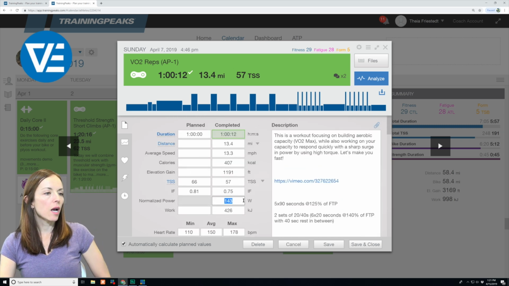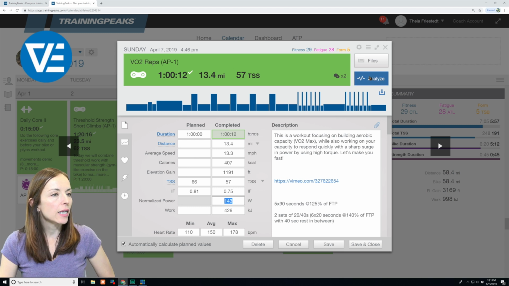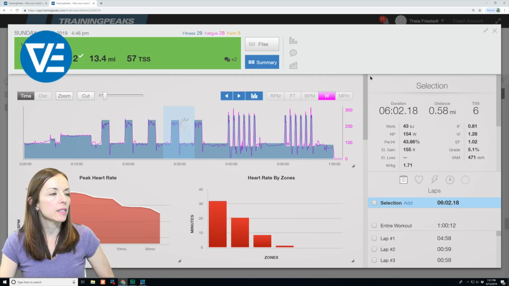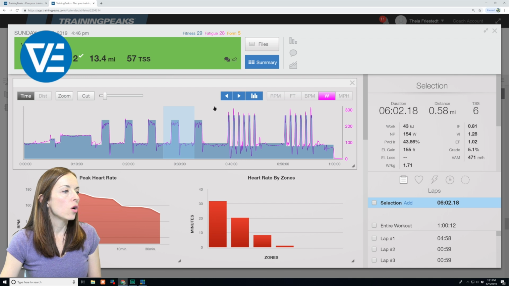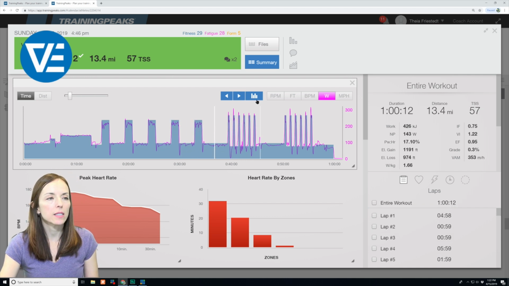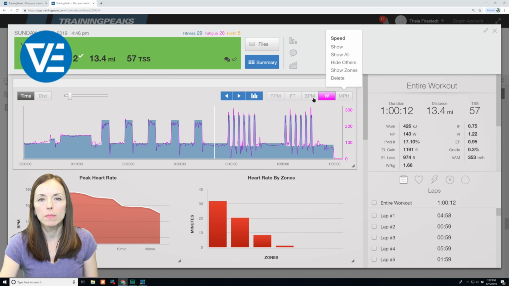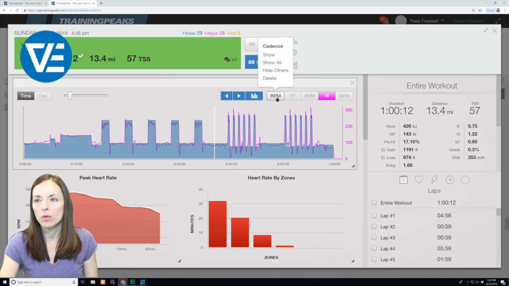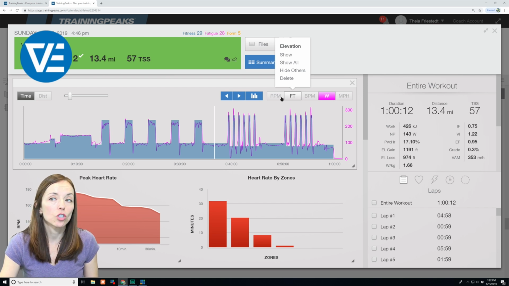All right, then comments, you can enter those in here. Analyze, once you click analyze, you see all of your power profile for this workout. In this case, you can select here. So these are the menus available. The buttons will be your options for what you want to show on the screen.